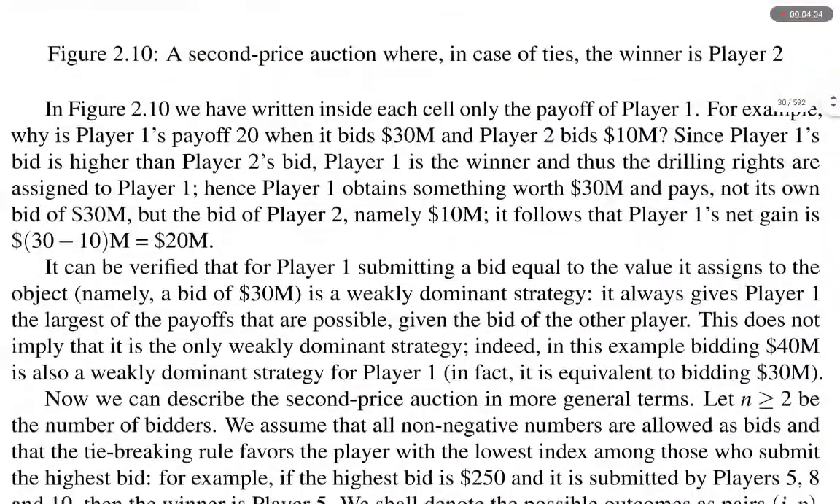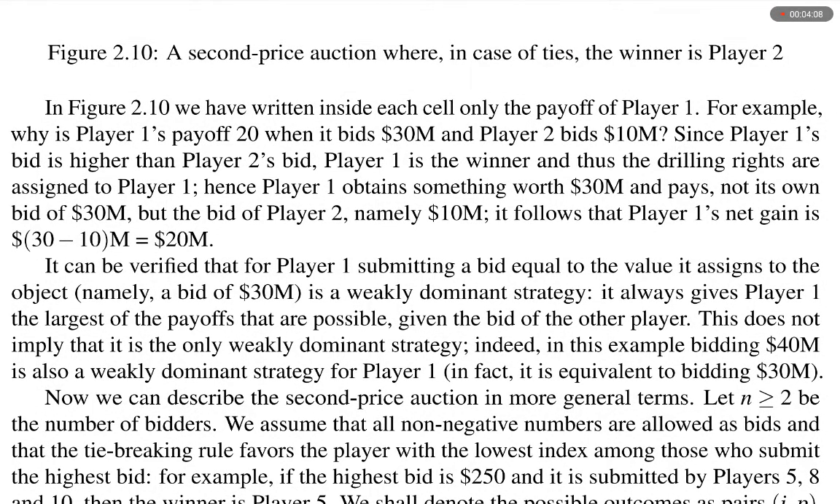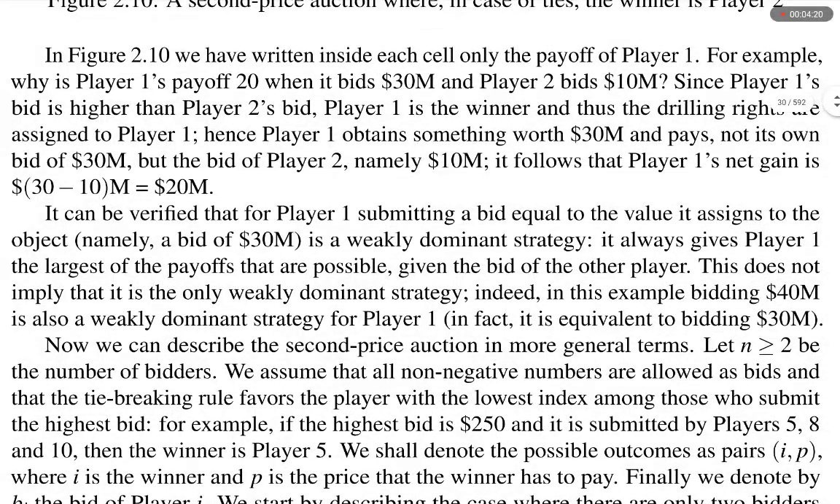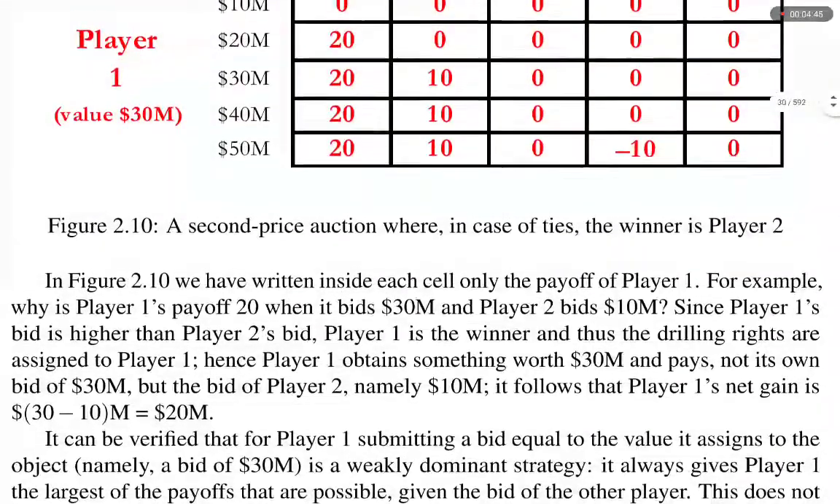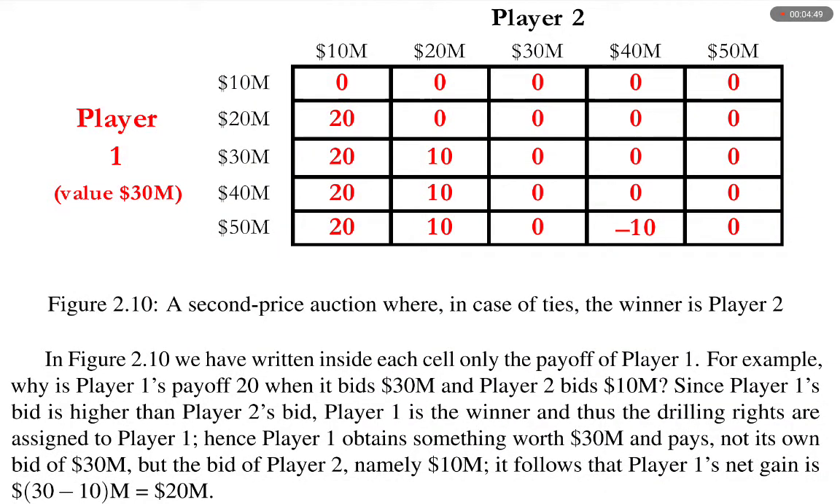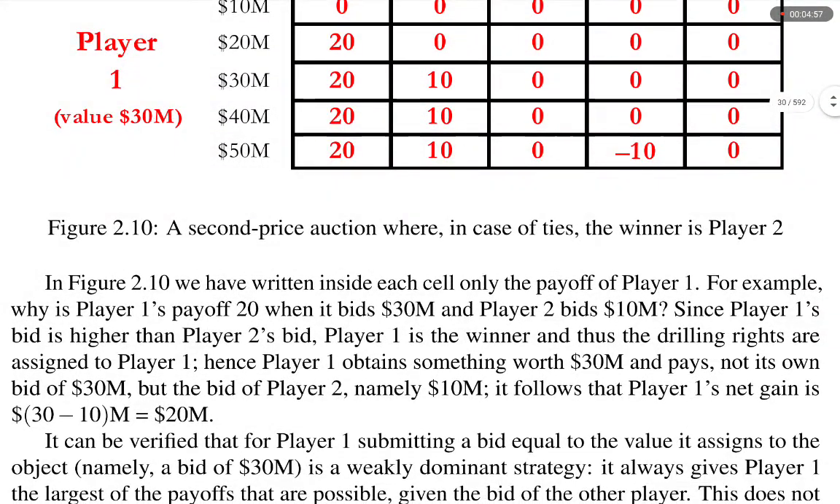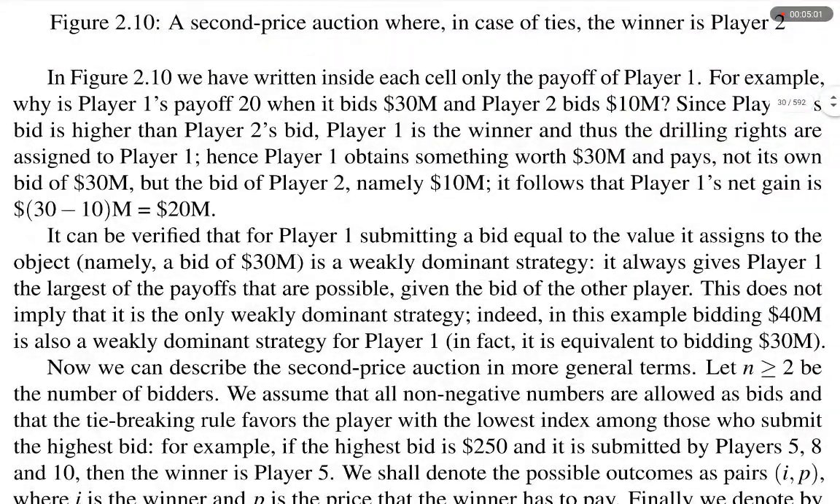Figure 2.10, a second price auction where, in case of ties, the winner is player 1. In figure 2.10, we have written inside each cell only the payoff of player 1. For example, why is player 1's payoff 20 when it bids $30 million and player 2 bids $10 million? Since player 1's bid is higher than player 2's bid, player 1 is the winner, and thus the drilling rights are assigned to player 1. Hence, player 1 obtains something worth $30 million and pays not its own bid of $30 million, but the bid of player 2, namely $10 million. It follows that player 1's net gain is 30 minus 10 million equals 20 million.